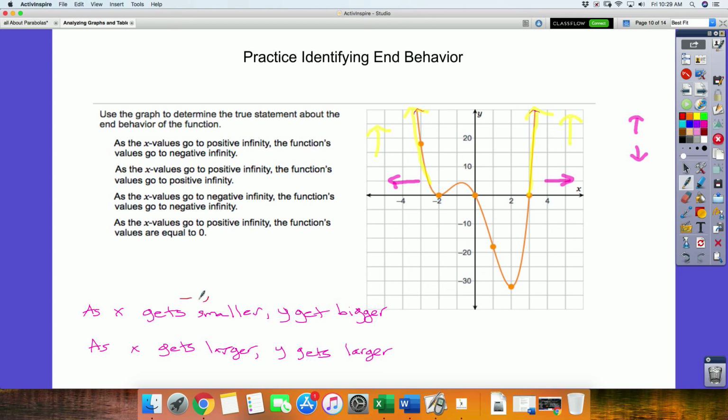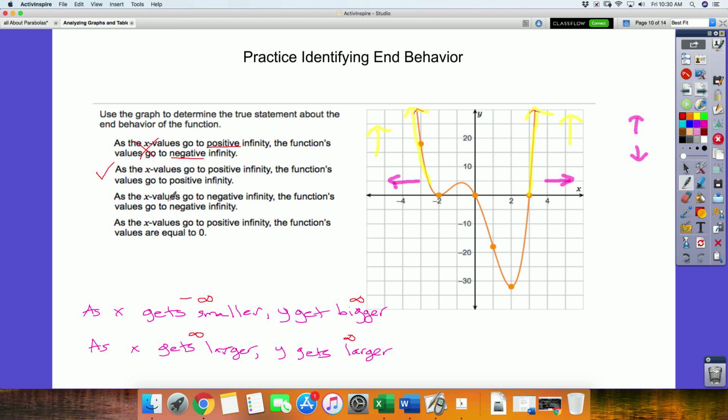So as it gets smaller, going to -infinity, my y's get bigger. That's positive. As x goes to positive infinity, y still goes to positive. So we're looking for a negative positive or a positive positive. So here I have a positive, but then a negative. And I know that's not it because it's positive, positive. Next one is x goes to positive infinity. The function's values go to positive infinity. We know that's correct.